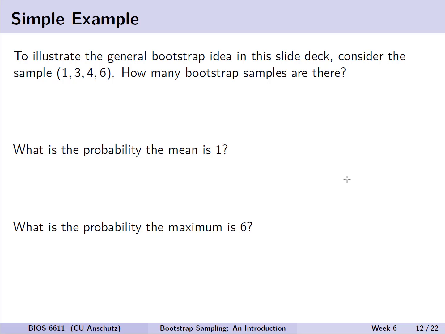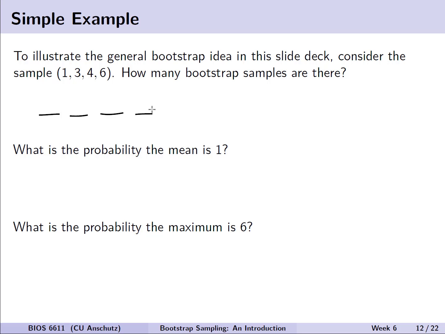To further illustrate this case, let's look at a simple example where we can enumerate all possible combinations of the population. So let's consider a sample where we have 4 possible values, 1, 3, 4, and 6. The first question we might ask ourselves is how many Bootstrap samples could we possibly come up with, unique different combinations of these values? And again, this is a sampling and a permutation problem, and so we can think if we have 4 observations, how many different ways can we resample with replacement those 4 observations?